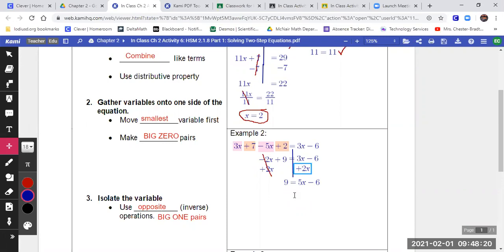The 6, yes. It's a 6 though. What sign is it? Okay, negative 6. So we have to undo a negative 6. What are we going to do to undo a negative 6?